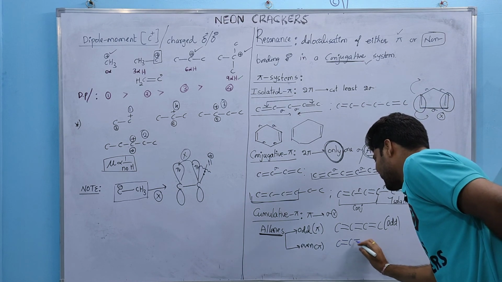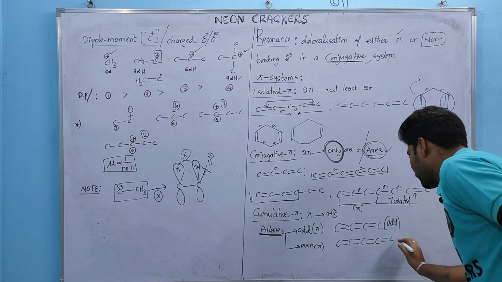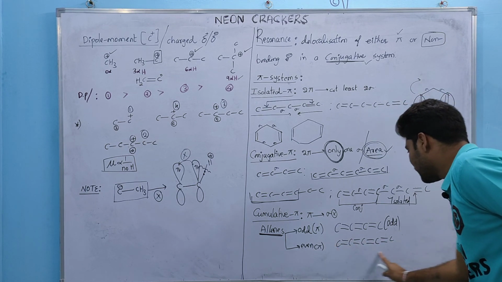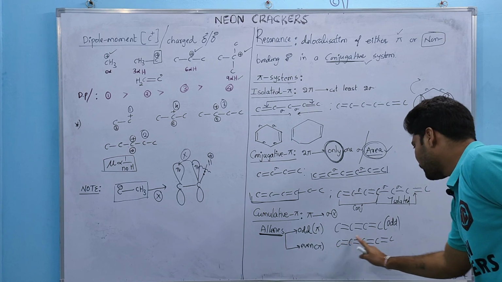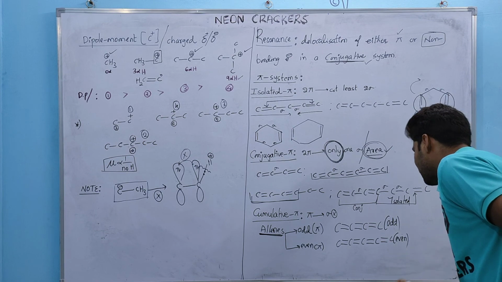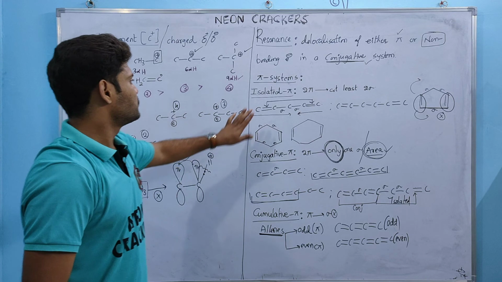Next one: C double bond C double bond C double bond C, and next one more double bond. This complete system, this complete area, is the cumulative area, the allene area. How many pi bonds are there? 4. That's why it is an even allene. So these are the pi bonded systems.